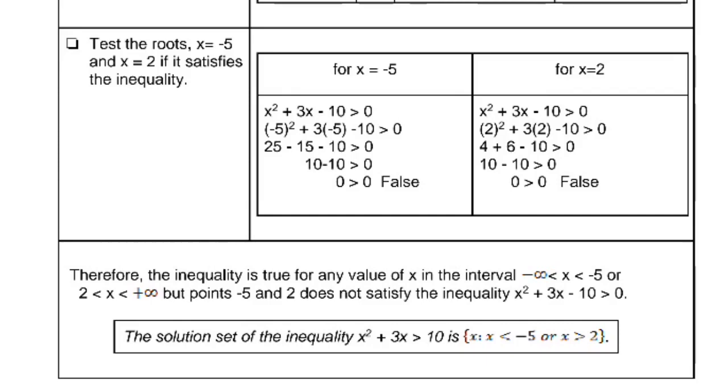So therefore, the inequality is true for any value of x in the interval x is greater than negative infinity but lesser than negative 5, or x is greater than 2 but lesser than positive infinity. But points negative 5 and 2 do not satisfy the inequality x squared plus 3x minus 10 greater than 0. So the solution set of the inequality x squared plus 3x greater than 10 is x, such that x is lesser than negative 5 or x is greater than 2. So this will be your answer.